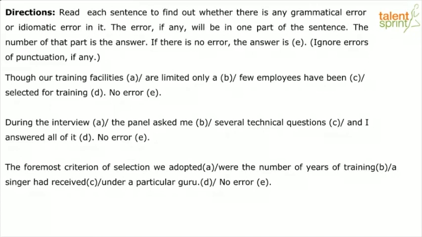Some of you are saying part A, some of you are saying part B, some of you are saying there is no error. Okay, so even this was easy, only jumbled and closed passage, you had a problem. Okay, fine. We'll look at that. So it's saying training facilities are limited, only a few employees have been selected for training. So it's more like this was the cause and this was the consequence, right? Because the training facilities are limited, we are only selecting these many employees to fit that space, right?